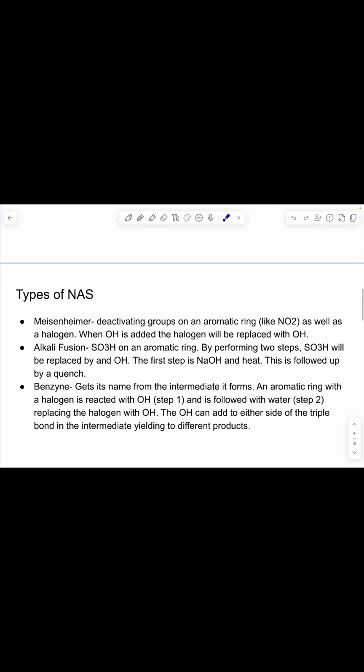And then there's three main types of NAS. The first of these is Meisenheimer, which is characterized by deactivating groups on an aromatic ring, like NO2, as well as a halogen. So a good example for Meisenheimer would be dinitrobromobenzene, whatever the numbers would be. Harrison will get into that more when we're going over the mechanisms, but the positions do matter, like ortho, para, meta, but we'll get into that later.